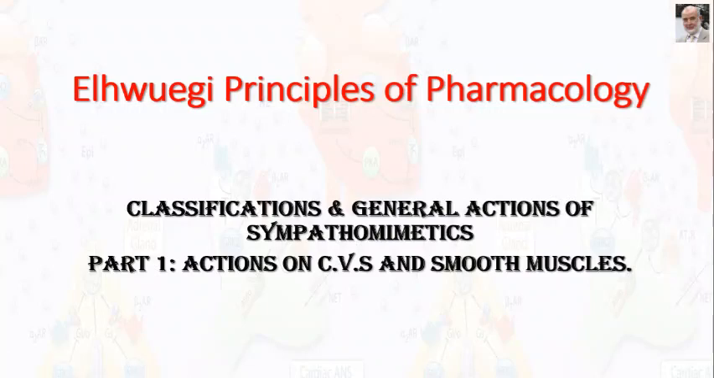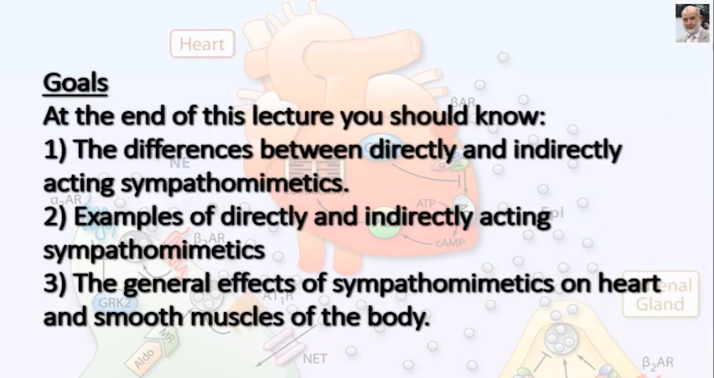Today's presentation will talk about the classification and general actions of sympathomimetics. These include actions on the cardiovascular system and smooth muscles. So the main goal of this presentation is that, at the end of this lecture, you should know the difference between the directly and indirectly acting sympathomimetics. You should know some of the most important examples of directly and indirectly acting sympathomimetics.